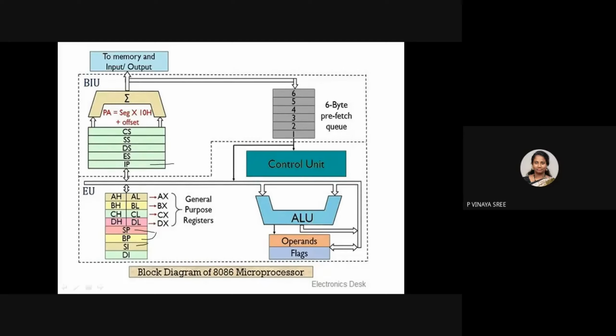So next is SI and DI. If it is executing the data segment, then it will be using SI, and if it is using an extra segment, then it will be using DI, also offset registers. Now you should think: we have these offset registers, but one offset register is present here, why not here?